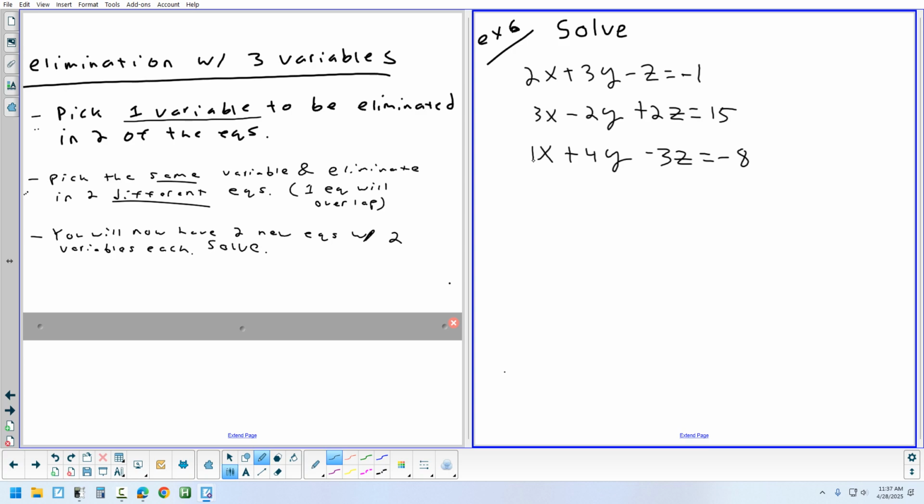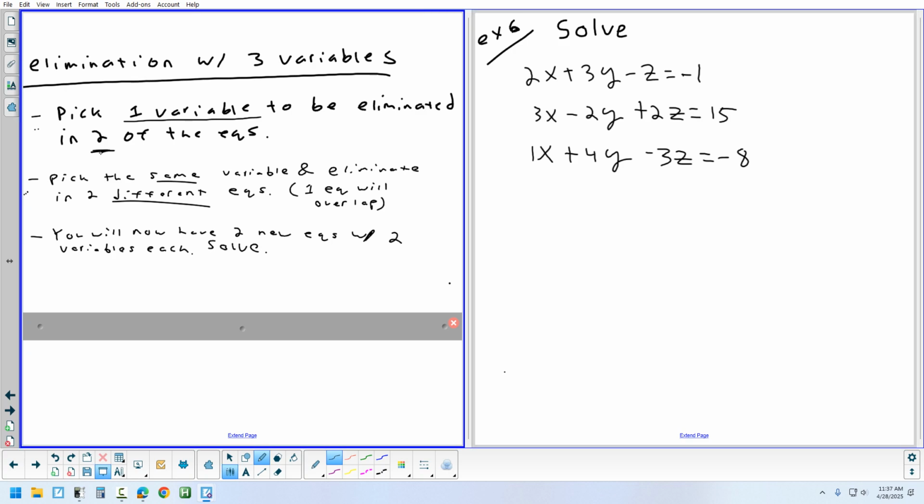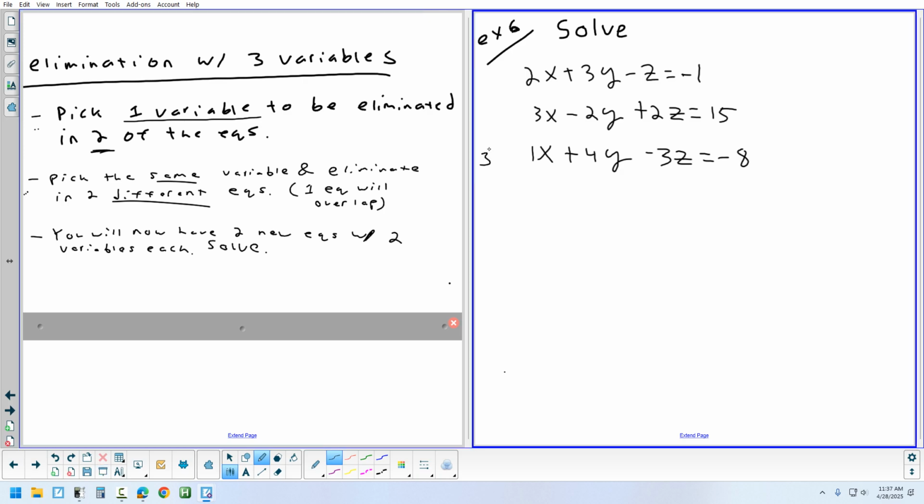Which equation do you want to use? Well, that's up to us. We have to choose 2. Definitely choose the one that has a 1 in it. Okay, so let's call this equation 3, equation 2, and equation 1. So we want to use 3, but what other equation do we want to use with 3? 1. We're going to use 1. Okay, so we're going to eliminate x in 1 and 3.